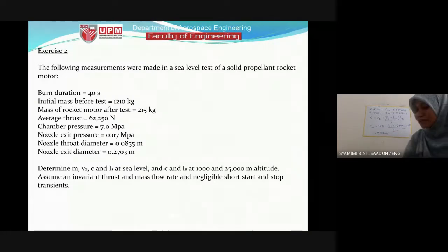So this is the effective velocity at 1,000 meter, and now to include the specific impulse. The specific impulse is the effective velocity divided by g. So you have around 258 seconds. Just now at sea level we have 255 seconds. So this is 258, just a slight difference.